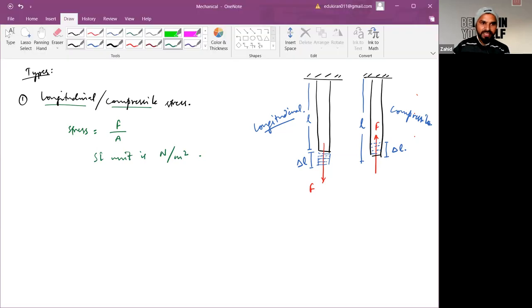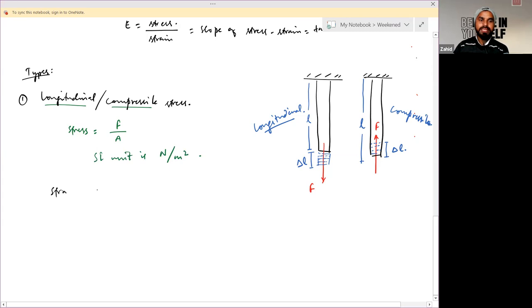Similarly, we may define the strain related to this, which is termed longitudinal or compressive strain. Longitudinal strain equals the amount of deformation produced, that is delta L, divided by the actual length of that object, L. Both have the same unit in numerator and denominator, so it will be a unitless quantity.